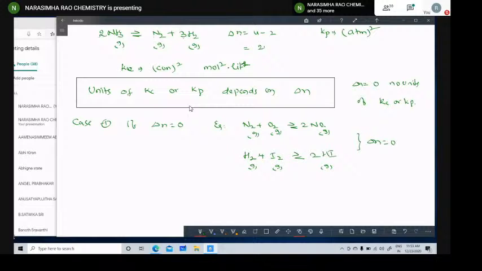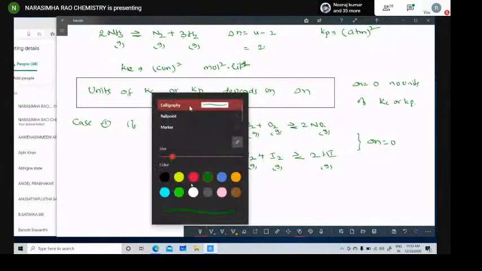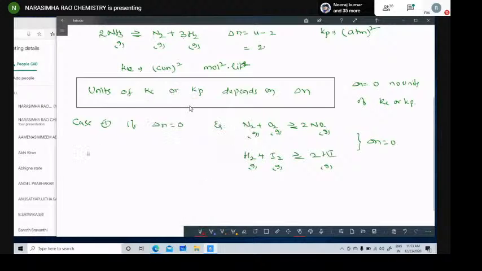What is the relation here? Kp is equal to Kc (RT) whole power delta n. Now Kp is equal to Kc (RT) whole power 0. Something power 0 is 1. So Kp is equal to Kc.